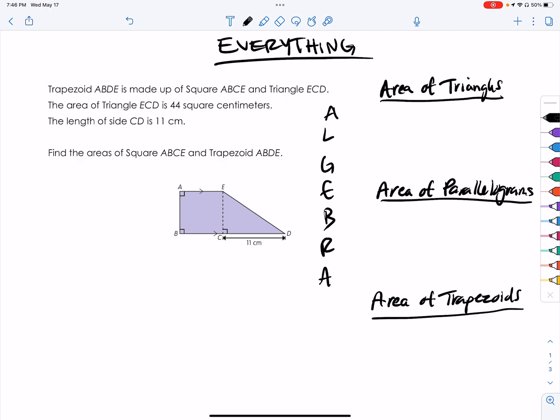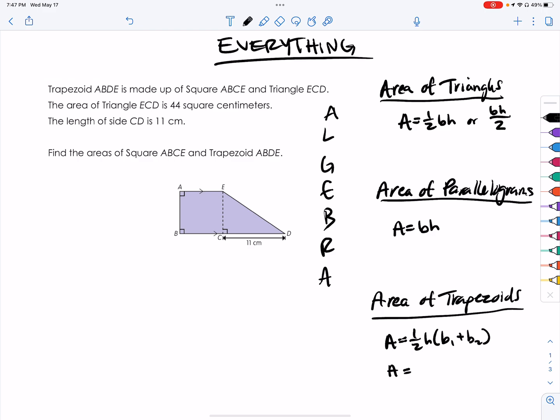So just a real quick recap, area of triangles is 1/2 base times height, or you could write that base times height over 2. Area of parallelograms is just base times height. And then area of trapezoids is 1/2 of the height times the sum of base 1 plus base 2. And you might also write that as h times b1 plus b2 all over 2. Either of those are going to work for us.